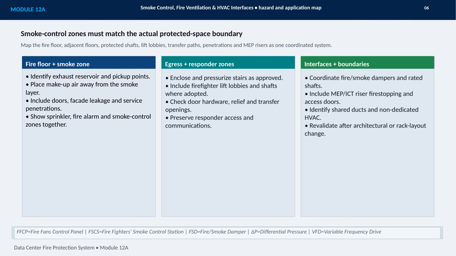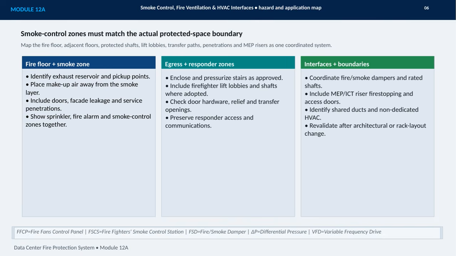For the fire floor, identify the exhaust reservoir and pickup points, then locate makeup air away from the smoke layer. Account for doors, facade leakage, and service penetrations, and show sprinkler, fire alarm, and smoke control zones together.